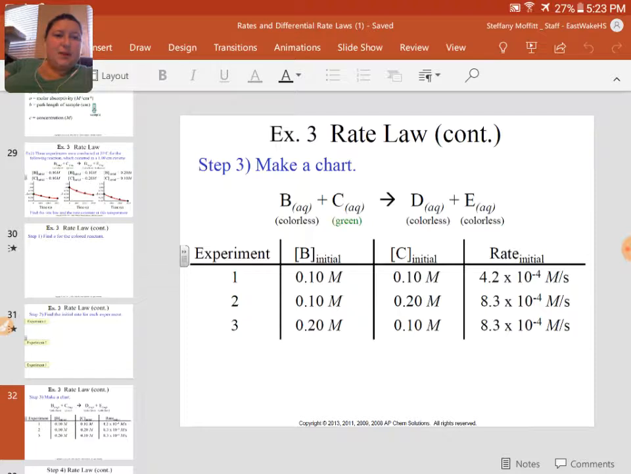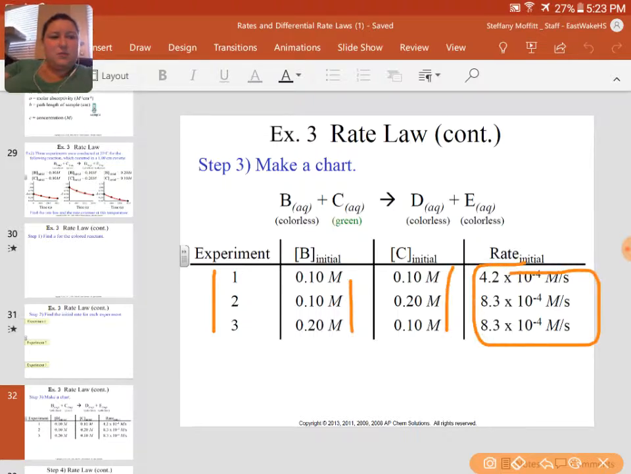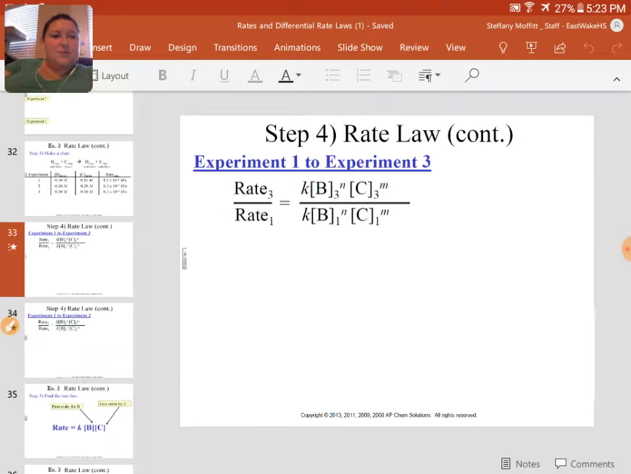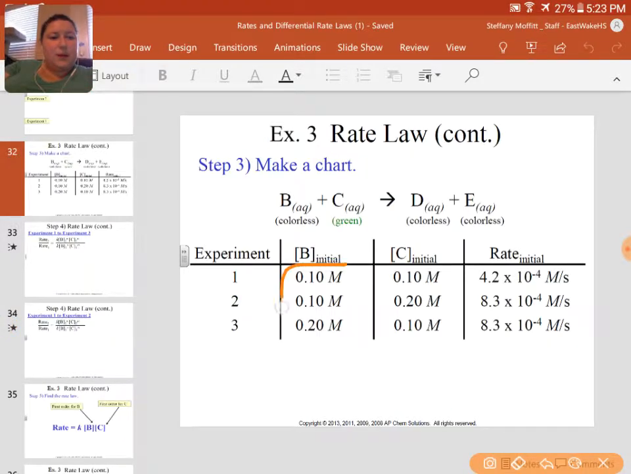Next thing they do is they make a chart with each of the 3 experiments, the concentrations, and the initial rates of each of those. And then from there, step 4, they do the same thing that we were doing before, comparing this one to this one. From 1 to 2, C doubles. So what happens to its rate? It also doubles, which means that we have an order of 1. It's first order.